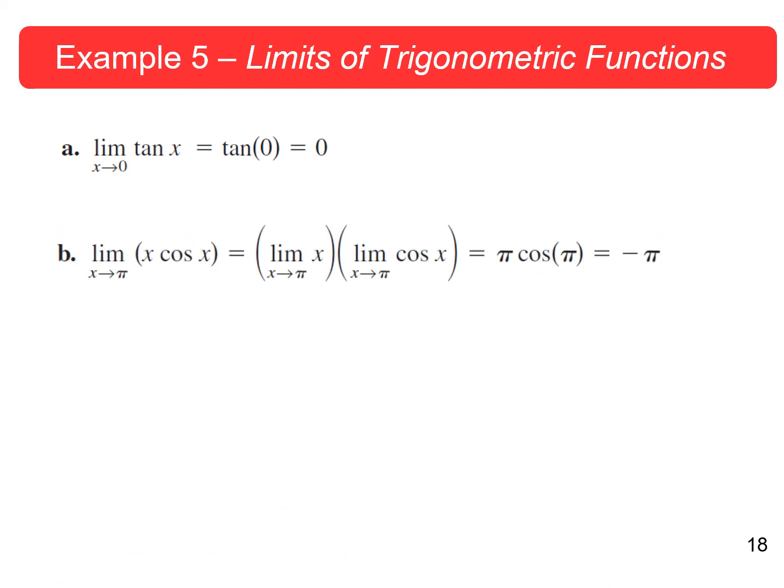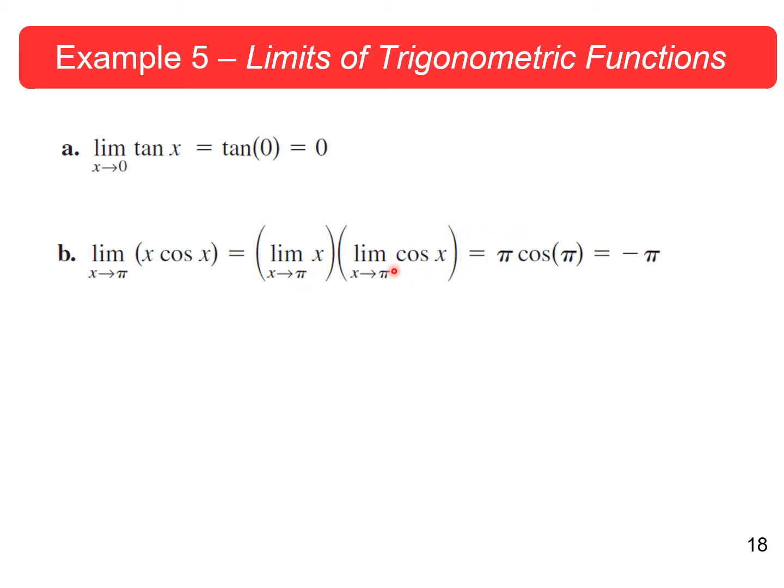Second, find the limit of the product of x times cosine of x. So we know that the limit of the product is also equal to the product of the limits. So we can first evaluate the limit of x as x approaches pi, and then multiply that to the limit of cosine x as x approaches pi. Now here we can use direct substitution.